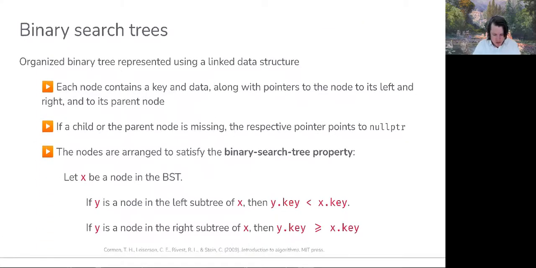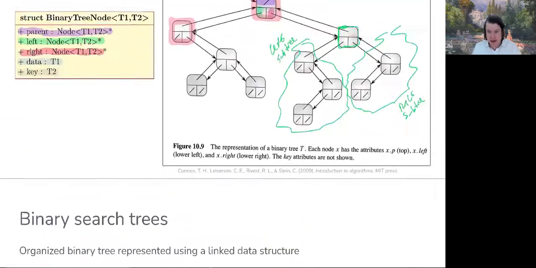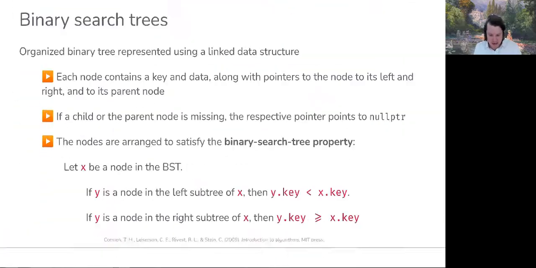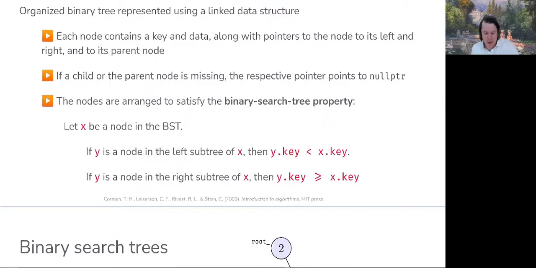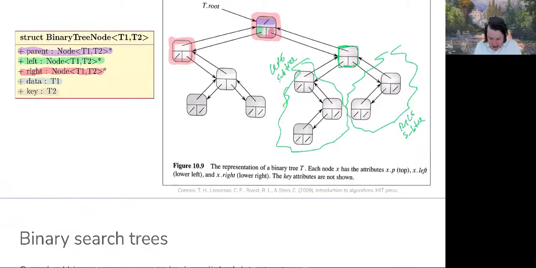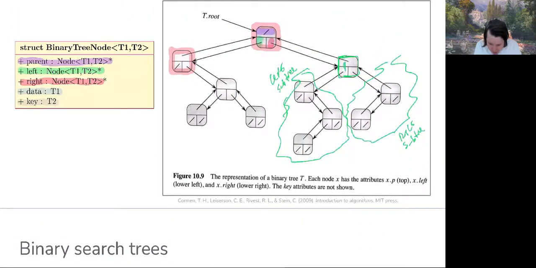So if Y is a node in the left subtree of X, so over here, in a binary search tree, that is going to imply that Y's key value is less than X's key value. So let's say that this node maybe stored the value 10 as its key value, every node present in the left subtree would have a key value less than 10. So this could be something like, let's go with 5.